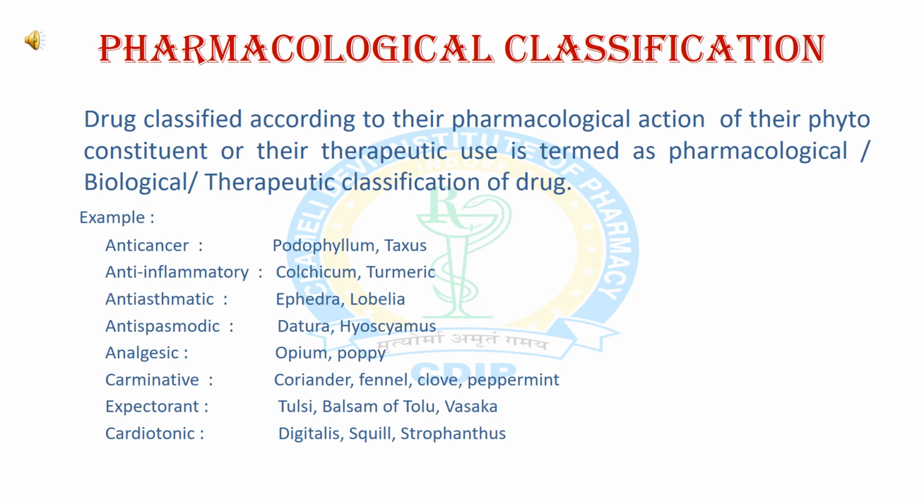anti-asthmatic drugs which involve ephedra and lobelia, antispasmodic drugs which involve dhatura and hyoscyamus, analgesic drugs which involve opium, carminative drugs which involve coriander, fennel, clove and peppermint, expectorant drugs which involve tulsi, tolu balsam and vasaka, cardiotonic drugs which involve digitalis and strophanthus. So these are examples of different types of pharmacological activities of crude drugs.